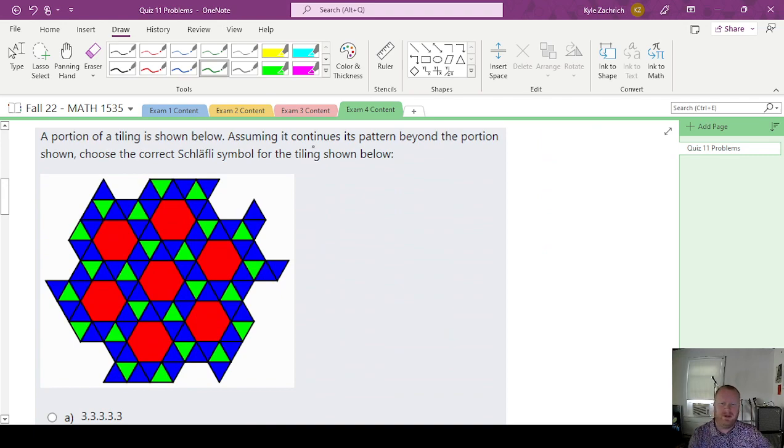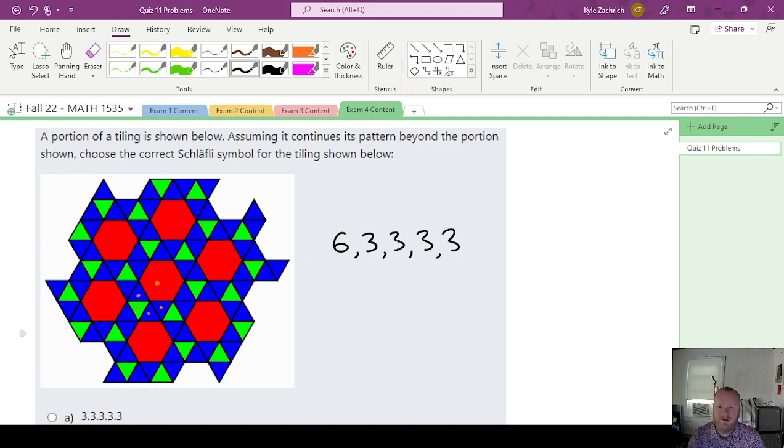This next one here, a portion of the tiling is shown. We're trying to pick the right Schlafly symbol. So I'm going to look at just this vertex here. Looking at just this vertex, I can count my shapes. I've got 1, 2, 3, 4, five shapes surrounding a vertex every time. So those shapes in order, starting with this hexagon, I've got a red hexagon, then triangle, triangle, triangle, triangle. So in theory, this is one of the Schlafly symbols that describes this semi-regular tiling.